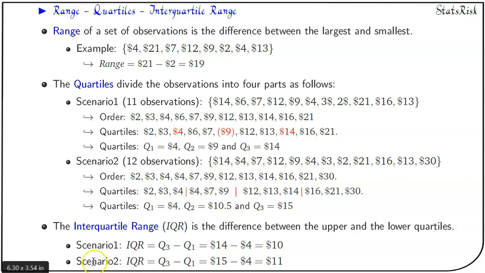Similarly, for scenario 2, our interquartile range would simply be $15 minus $4, and we get $11. Again, the interquartile range has the same unit as the observations themselves, which means that if the observations are in dollars, the interquartile range would be in dollars. If the observations are in centimeters, the interquartile range would also be in centimeters.